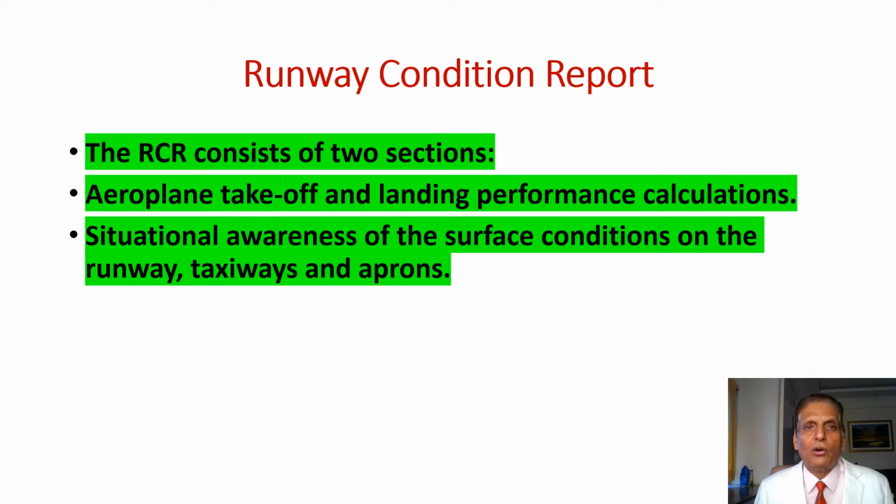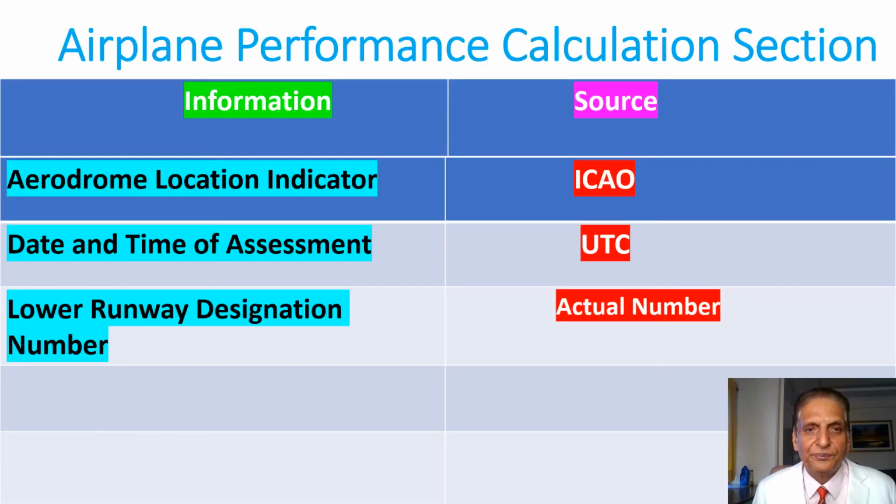Now we shall talk about the runway condition report. The runway condition report consists of two sections. First one is aeroplane takeoff and landing performance calculations. Second is situation awareness of the surface condition on the runway, taxiways, and aprons. Now let's have a look at the airplane performance calculation section. Two columns: first one is information, second one is source.